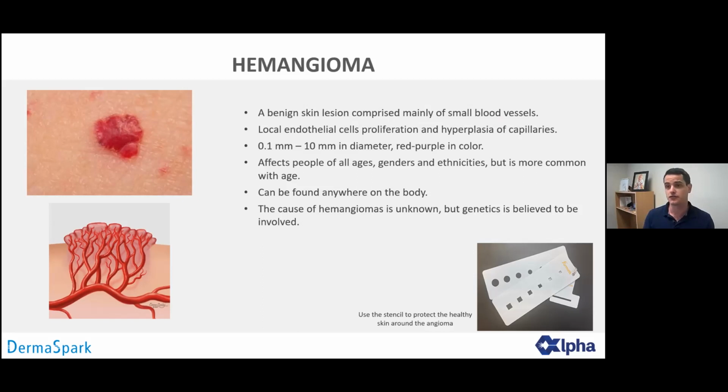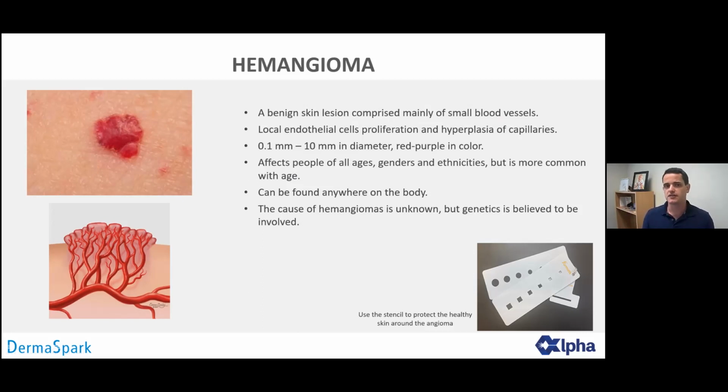But for some reason, we see this local hyperplasia of capillaries. We see angiogenesis in a small area, and then we have a cluster of capillaries that is above the skin level. The diameter of these lesions can change between 0.1 millimeter to 10 millimeters in diameter. And the color can also change from red to purple.